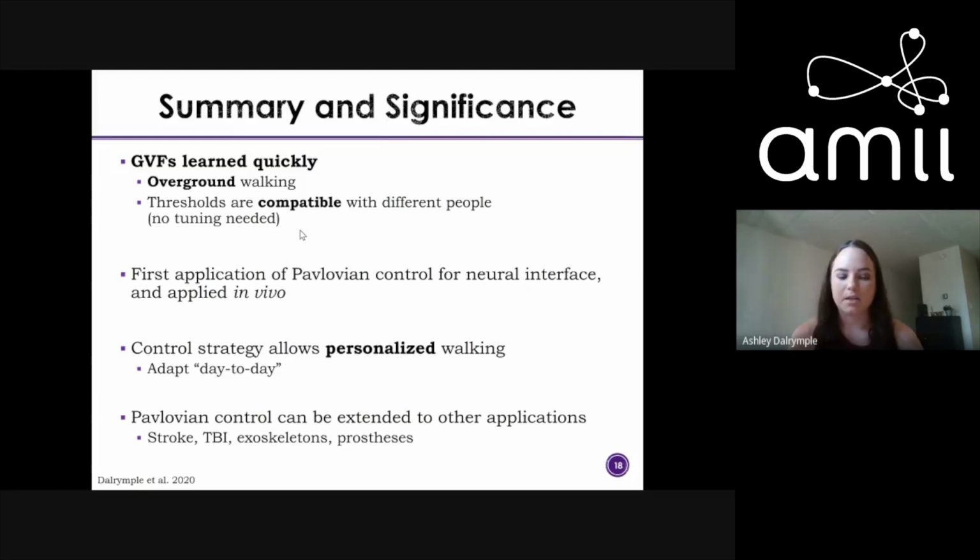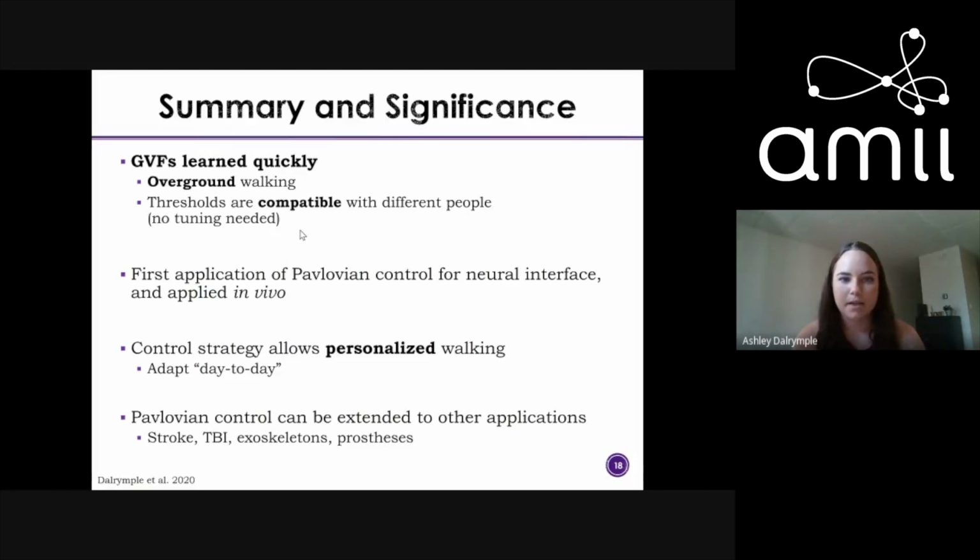So by that, I mean, over time, as you walk, as I said before, you have day-to-day changes. Especially because this could be considered rehabilitative and their function might actually improve over time. So the fact that this would automatically adapt to that also means that they don't have to keep revisiting their clinicians to get their device retuned.